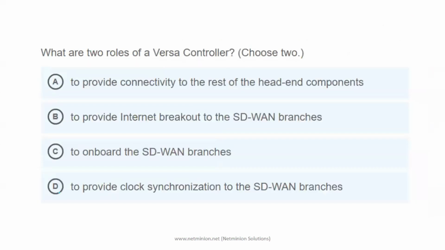Let's go ahead. What are the two roles for the Versa controller? Connectivity to the rest of the network, yes. Provide internet breakout, no, because we can have other stuff on board. Clock synchronization, not always. So I will go for A and C.